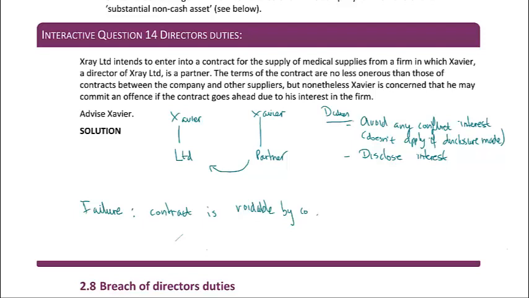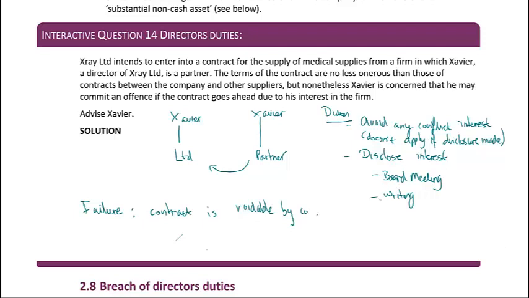Well, in this particular case, it would appear that Javier is clearly interested in the transaction between the partnership and Limited, and therefore he must disclose his interest. So he must do this at a board meeting, would be the best thing, or possibly in writing. And in that notice, he must disclose exactly what the nature of his interest is.